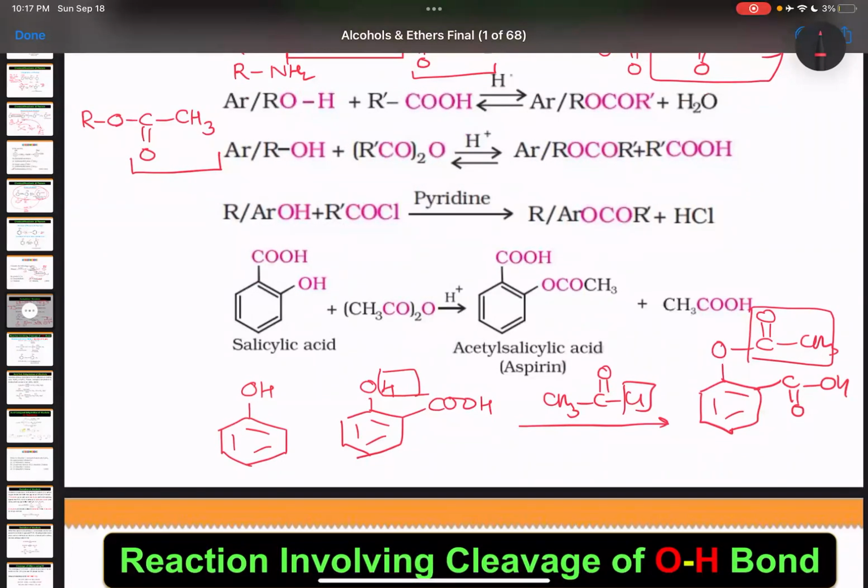So 2, as this is the principal functional group, and this is benzoic acid. So on the second question you have an acetoxy group, 2-acetoxybenzoic acid. Is it clear?